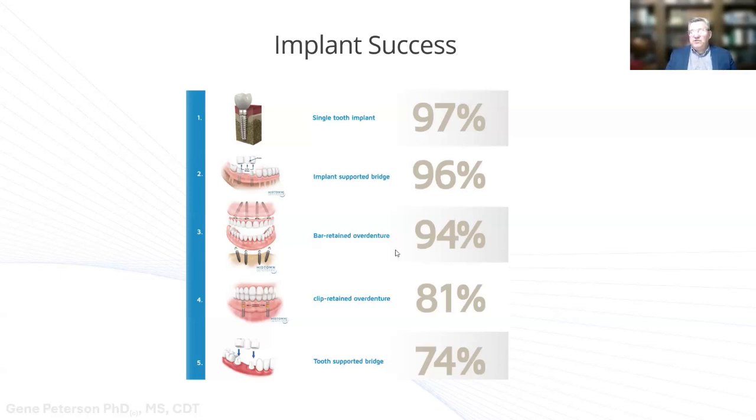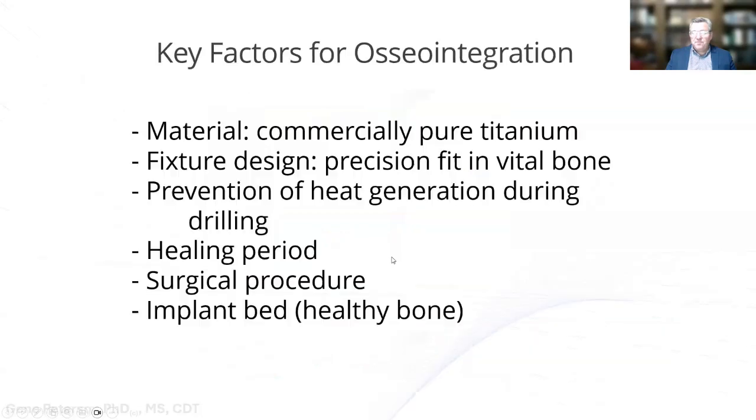Clip retained overdentures, 81%, and tooth supported bridges, that's 75%, 74% without an implant. So think about these numbers compared to a traditional fixed prognosis. You're doing pretty good with implants as long as you do what you're supposed to do.